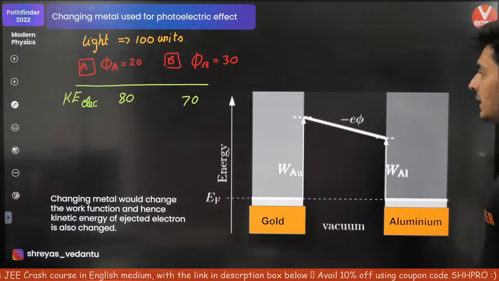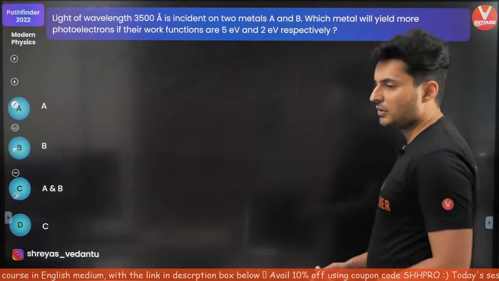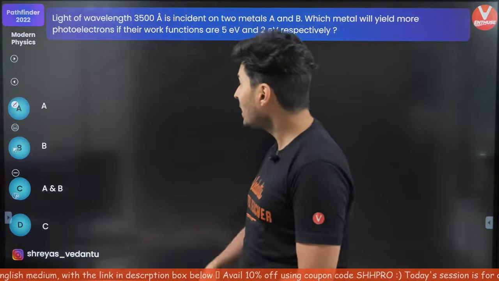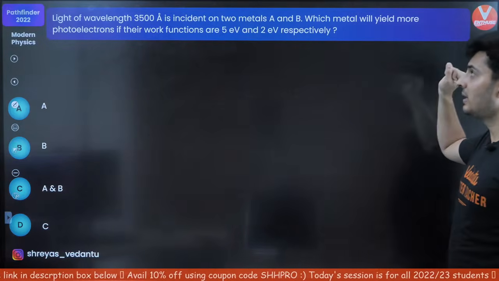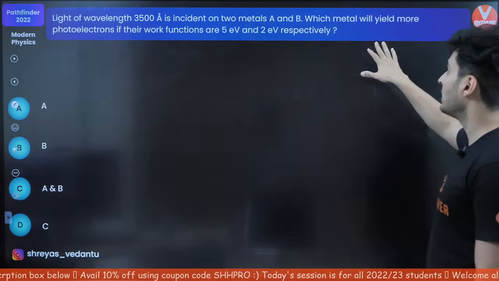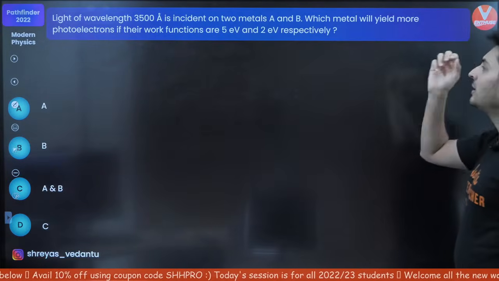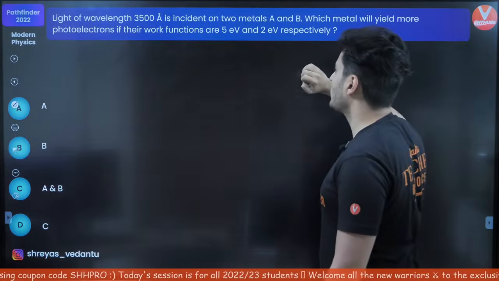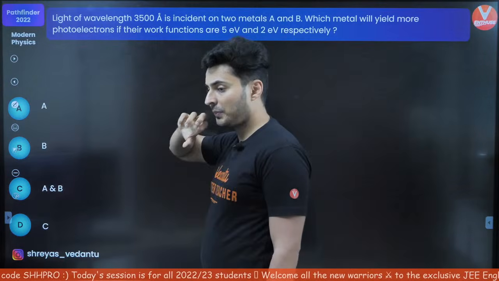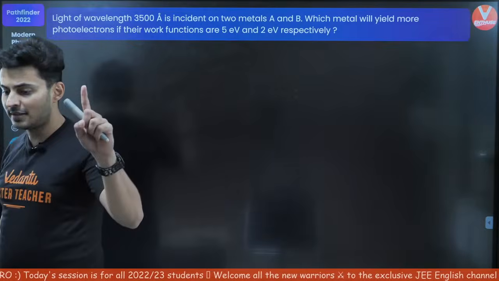Great. Next question coming up on your screen now. Light of wavelength 3500 Angstrom is incident on two metals A and B. Which metal will yield more electrons if their work functions are 5 electron volt and 2 electron volt? Very interesting question. Let's solve this.